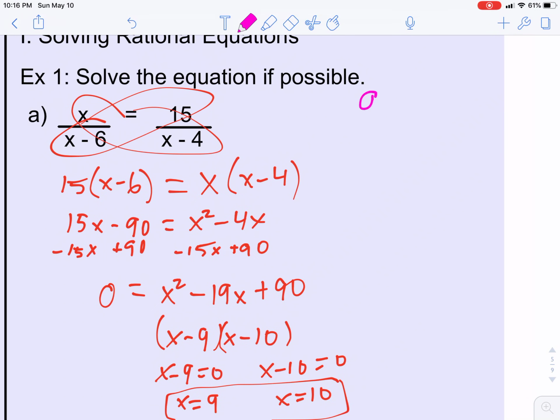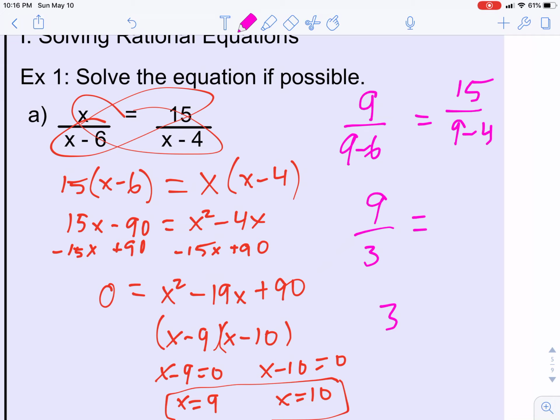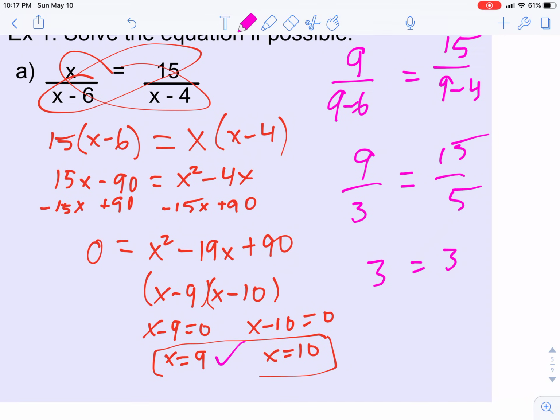So we're going to do 9 over 9 minus 6. Does that equal 15 over 9 minus 4? 9 minus 6 is 3. 9 over 3 is equal to 3. 15 over 5 equals 3. So 9 works out. And you'll do the same thing for 10.